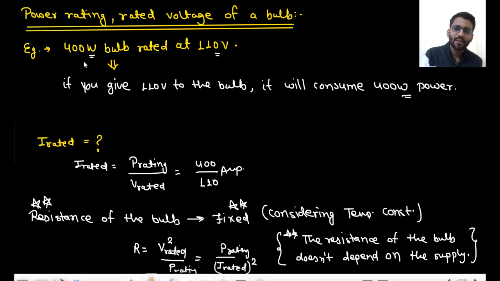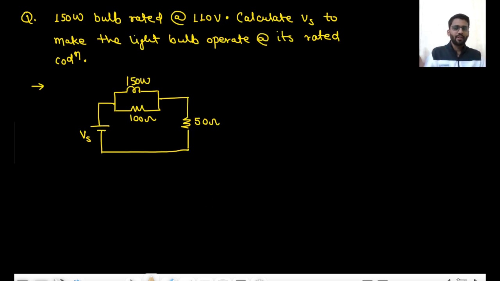The resistance would have been 1110 whole square by 400 ohm, right? V square by P. That's it. We will solve the questions now. It will be more clear to you.